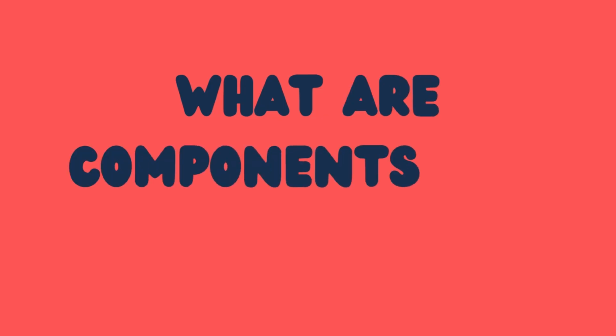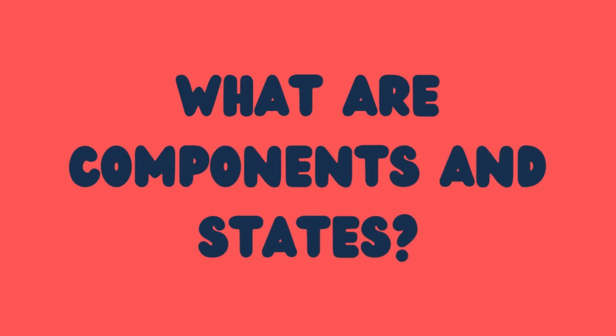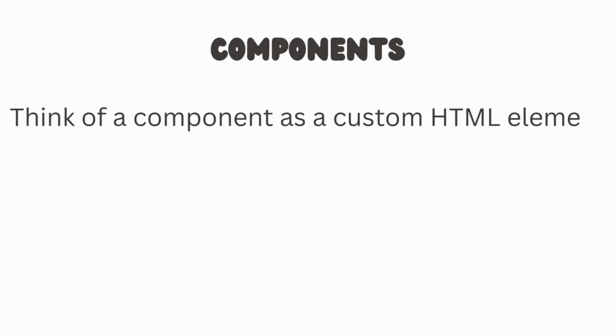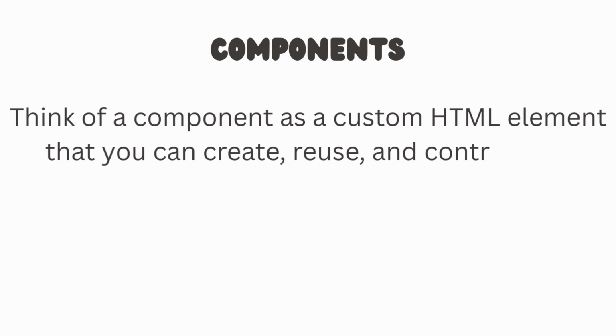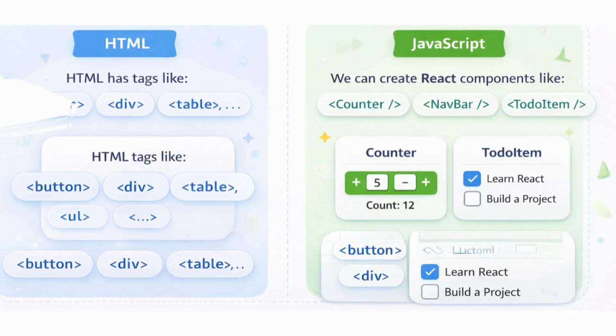Before diving into state hooks, we need to understand what components and states are. Components are the core concept of React. Think of a component as a custom HTML element that you can create, reuse, and control with JavaScript. Just like HTML has tags such as button, div, table, and UL, we can create React components like counter, navbar, and to-do item. Each of these components can render HTML, hold data, which is state, and handle user actions.